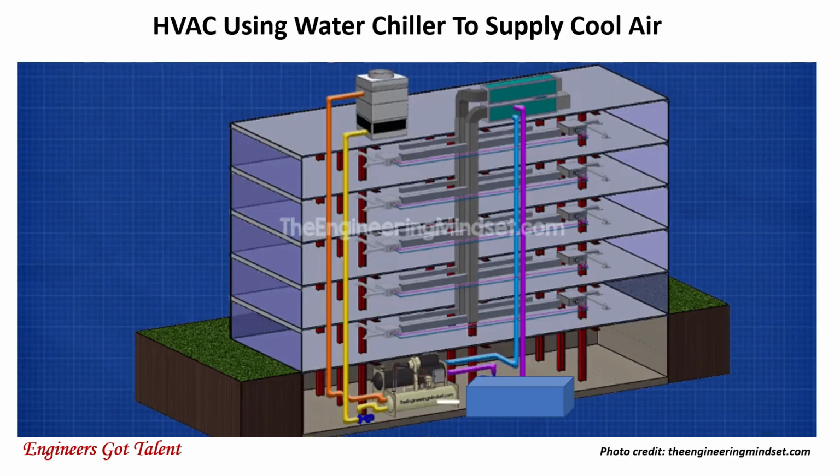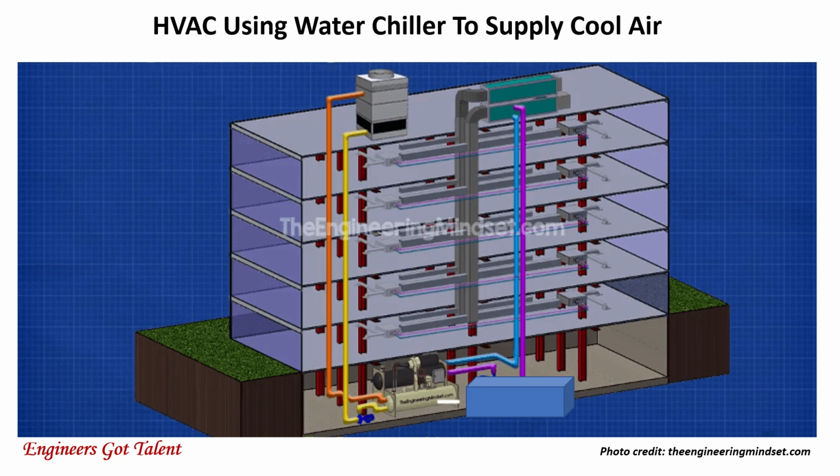HVAC using water chiller to supply cool air. This is a typical setup of an HVAC system found in most buildings using chilled water to provide thermal comfort, especially during summer or winter, for the occupants of the building. The building can also contain a data-sensitive room or a laboratory, which needs really clean and comfortable air conditioning.